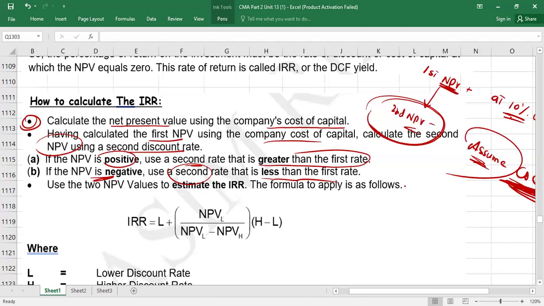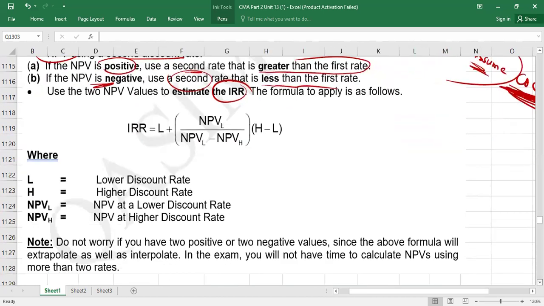Then we will apply this IRR formula to calculate the internal rate of return. And what is the formula? I'll explain with the help of an example. So here first I'm explaining what the formula is. So IRR, which is the internal rate of return, you will calculate this way. L stands for lower discount rate, because there are two costs of capital, for example, 10% and 15%. I'm assuming at 10% NPV is 1000 positive, just assume. And at 15%, for example, NPV is 600 negative.